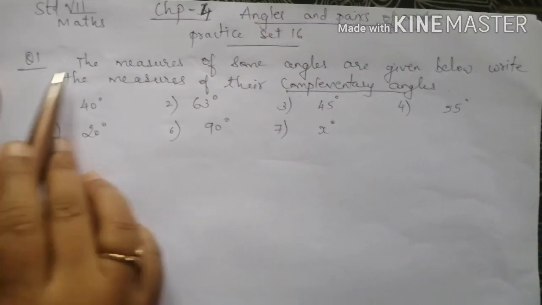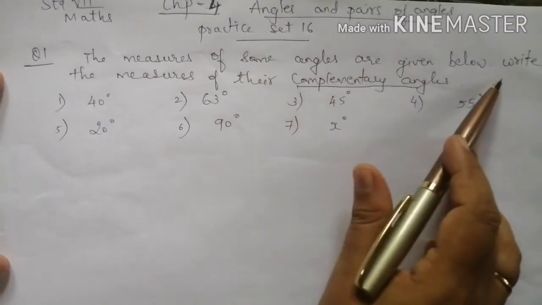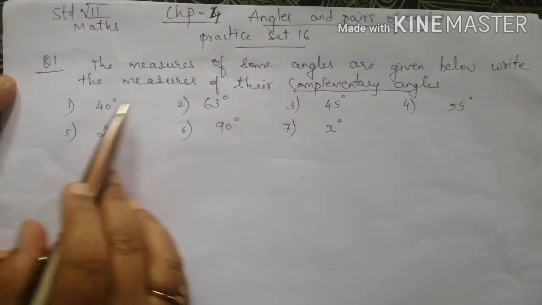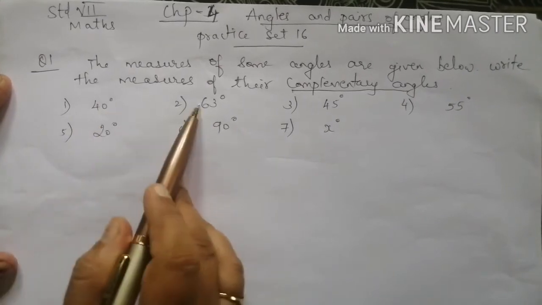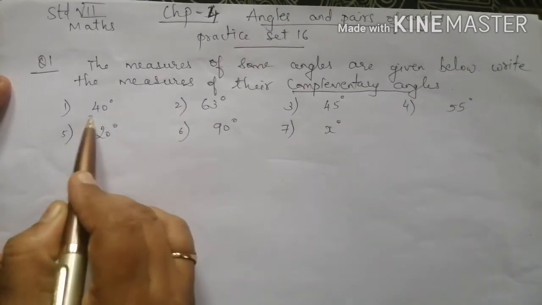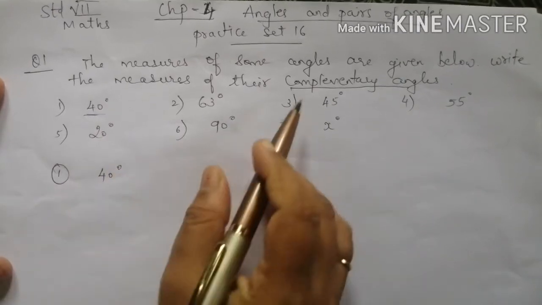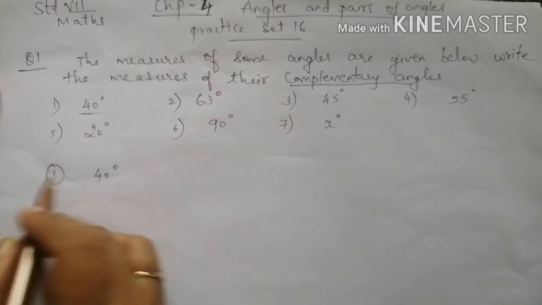See the question number 1. The measures of some angles are given below. Write the measures of their complementary angles. See, these are the questions written over here, 40 degree, 63, 45 and so on. So first we'll start with 40 degree. So we have to find the measure of its complementary angle.